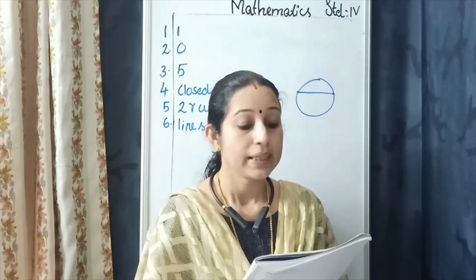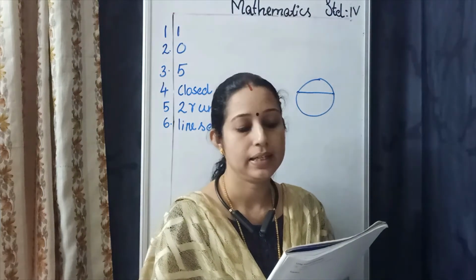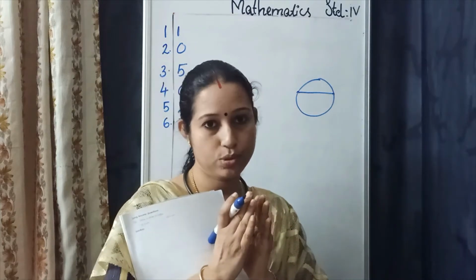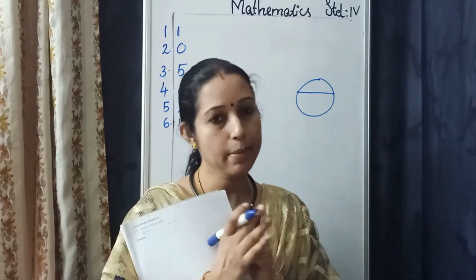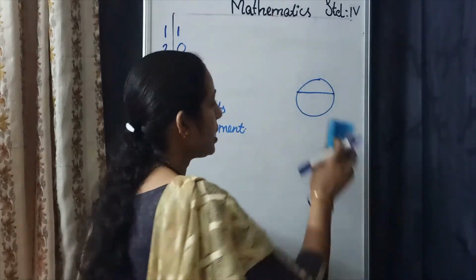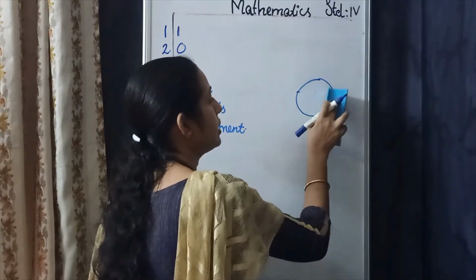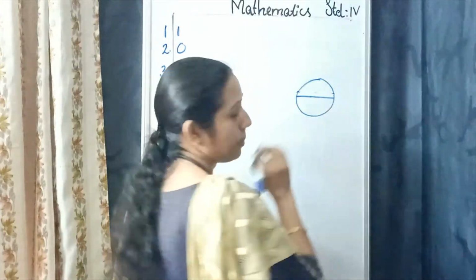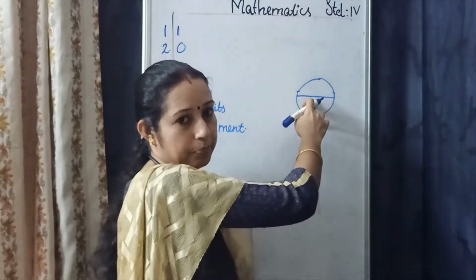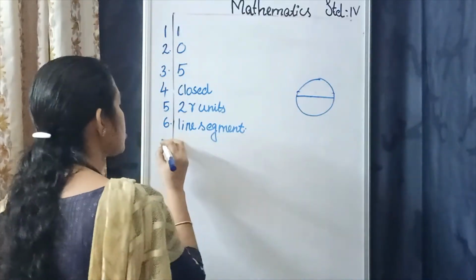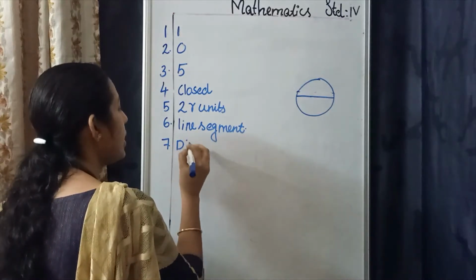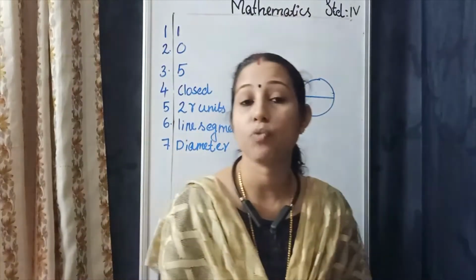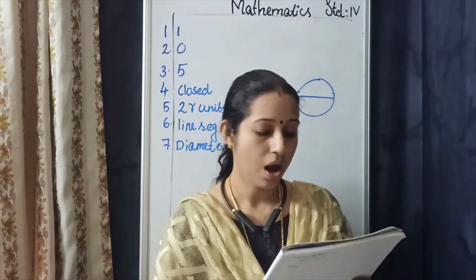Now the next question. The dash of a circle divides it into two halves. We know that if we divide the circle into two equal halves, we get the semicircle. So which line divides the circle into two halves? Yes, if we draw a line here, we get two equal parts. What is the name of this line segment? Yes, this is the diameter. So the diameter divides the circle into two equal halves.